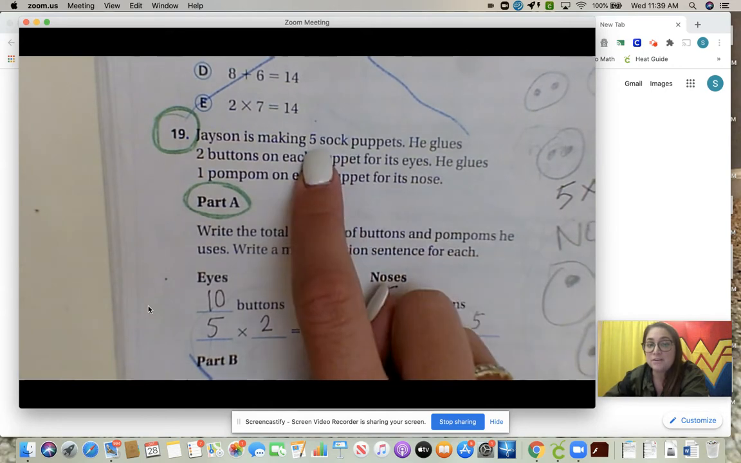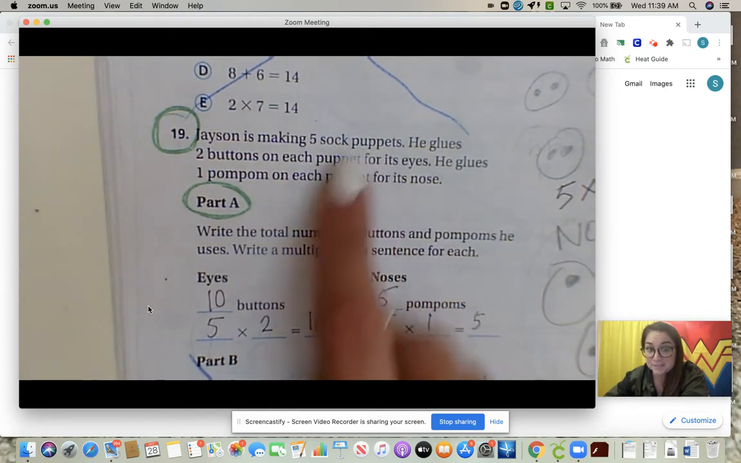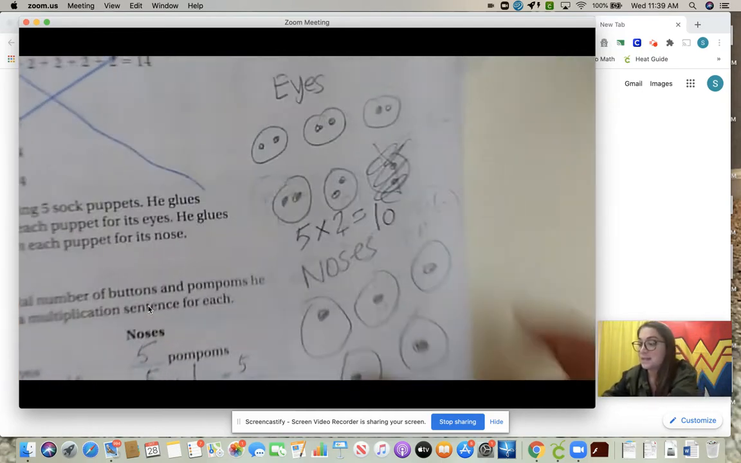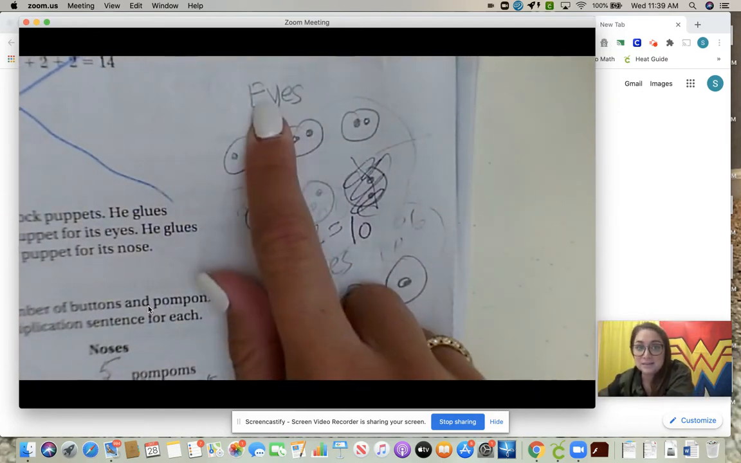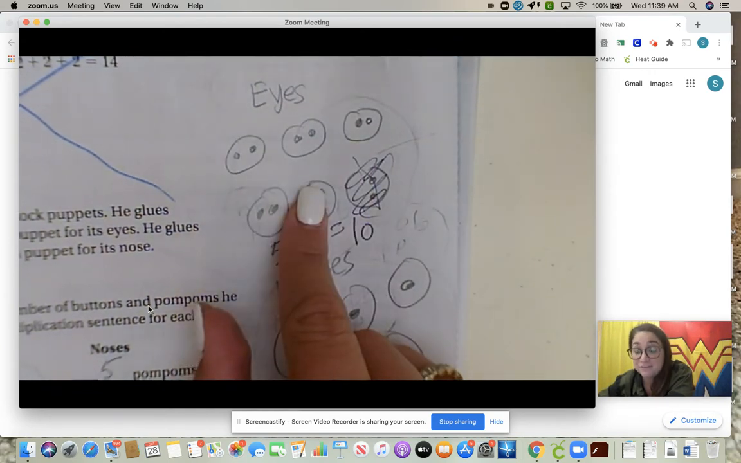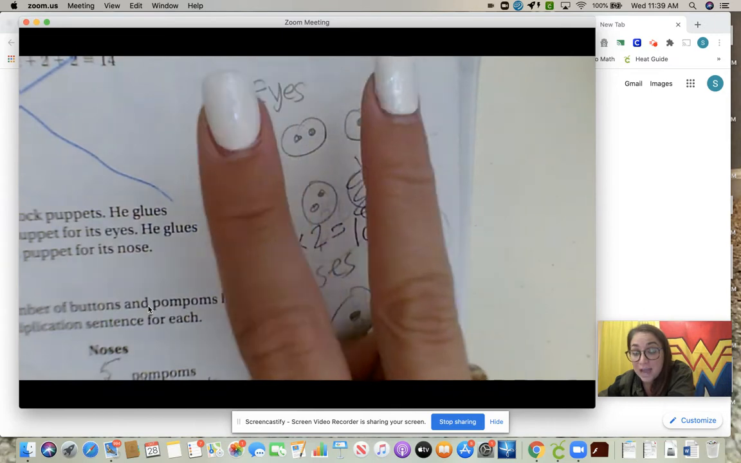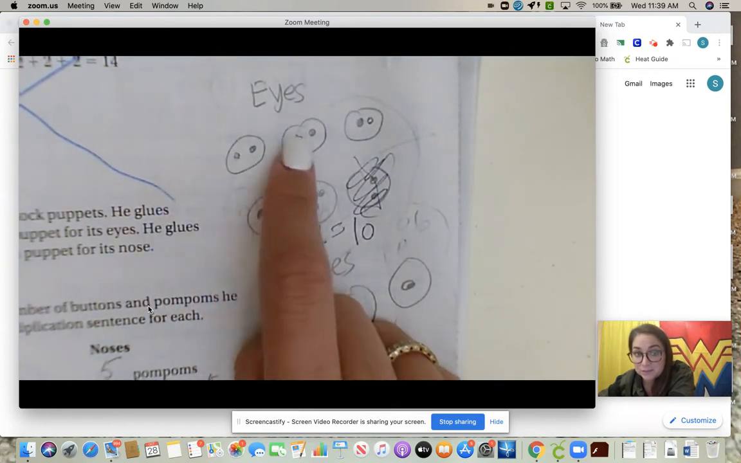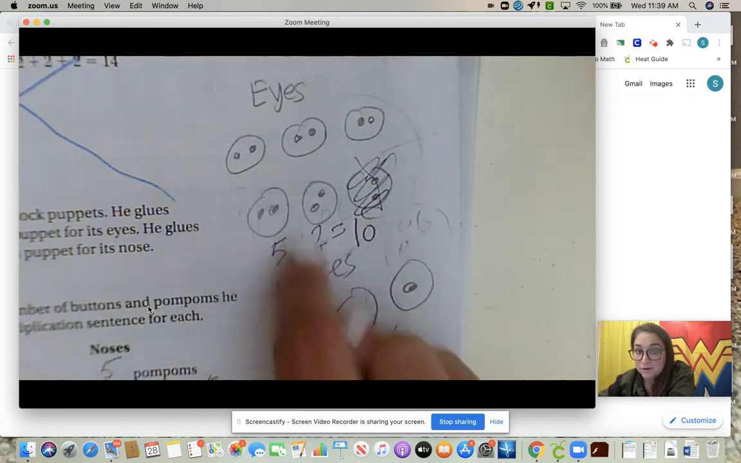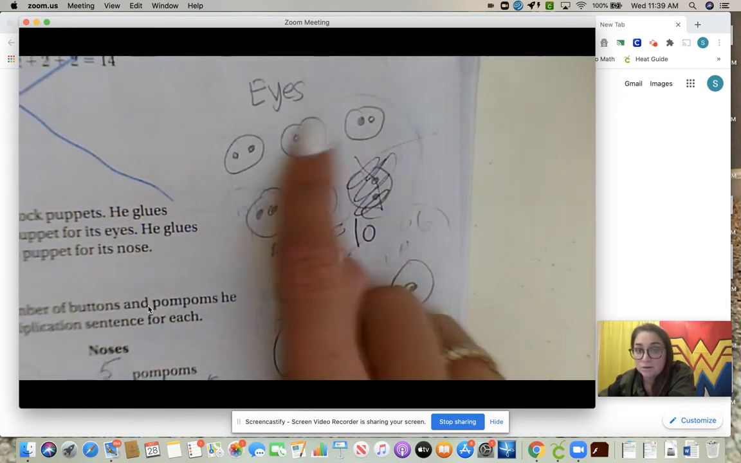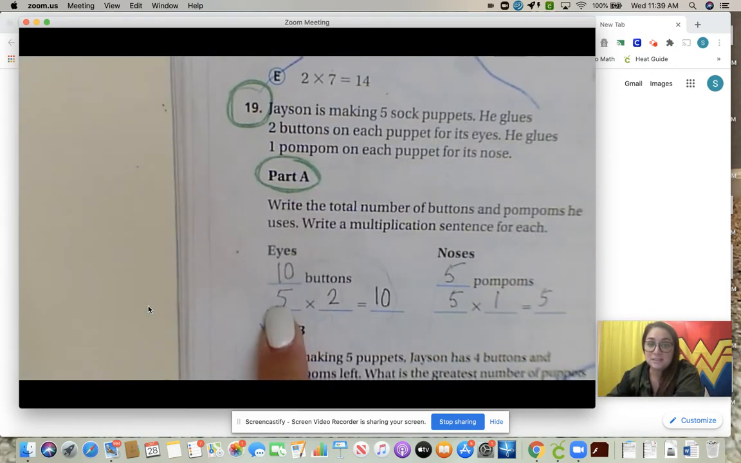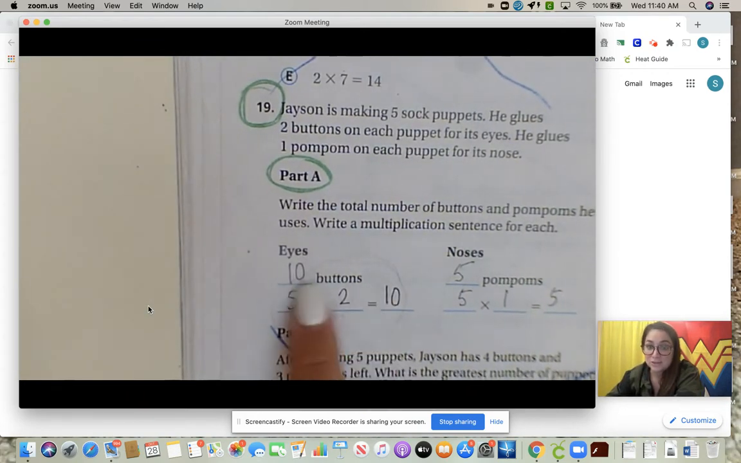So if I know that there are 5 sock puppets and we are trying to find eyes and noses, I drew 2 pictures. I drew 1 picture for the eyes. There are 5 puppets, so 1, 2, 3, 4, 5 circles for groups. There are 2 eyes on each puppet, so that's why I put 2 in each. Well, we have 5 groups times how many are in one group, 2, equals the total amount of eyes, which is 10. So that's why under eyes, it's 5 times 2 equals 10. So you have 10 buttons.